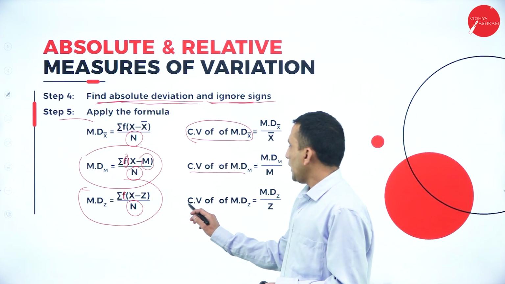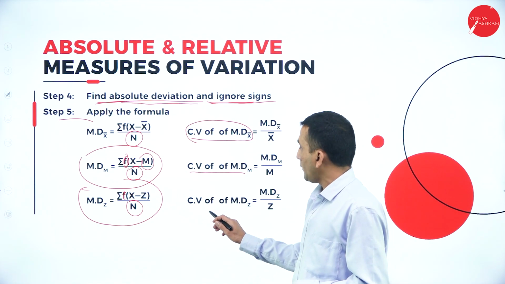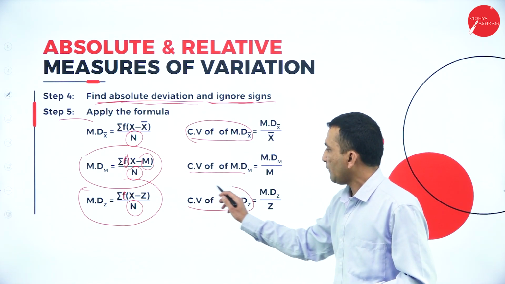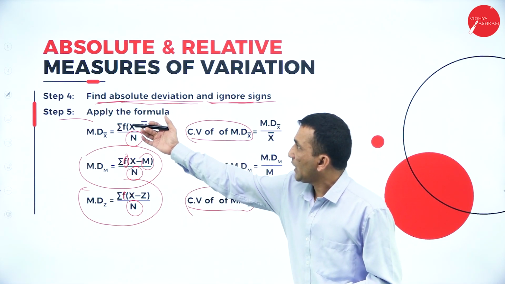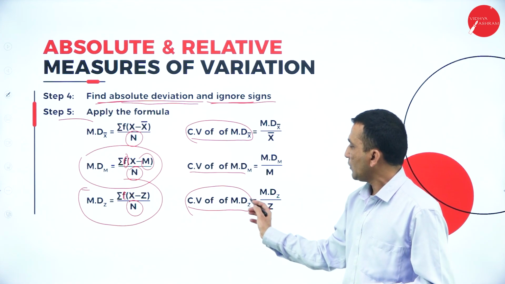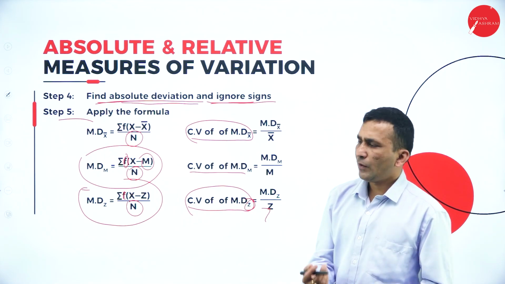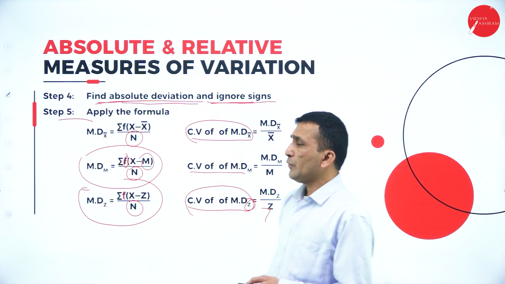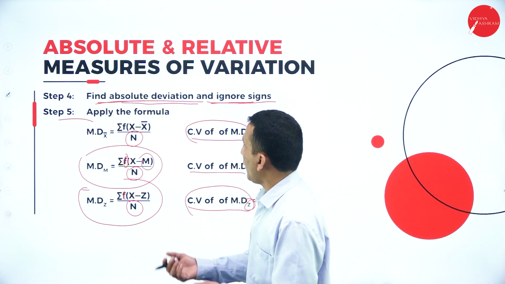Now under relative measure of variance, coefficient of mean deviation of mode, same thing: what we calculated as absolute we write as numerator, and in the denominator we write mode, because with the help of mode only we are trying. If we solve a problem together, you can get more clarity. So moving forward, next.